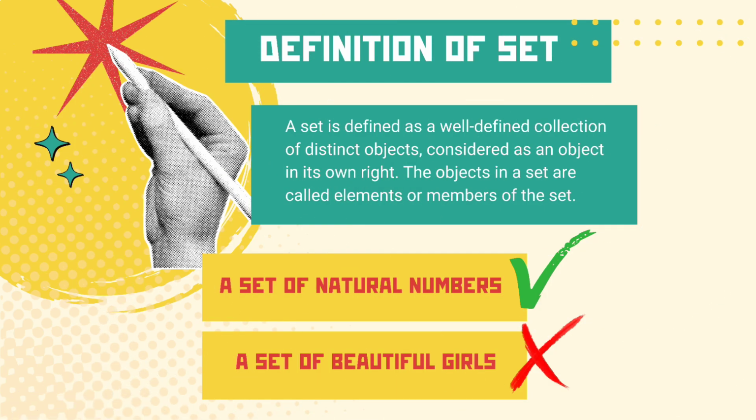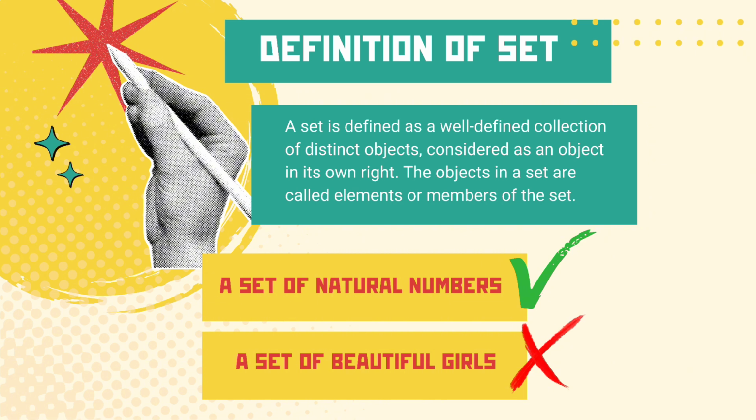Okay, first we will learn about sets. A set is defined as a well-defined collection of distinct objects considered as an object in its own right. The objects in a set are called elements or members of the set. For example, we can make a set of natural numbers, which are 1, 2, 3, 4, 5, and others. Because the items are clear and defined, this is a set.